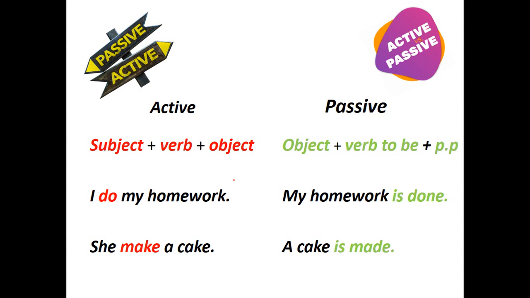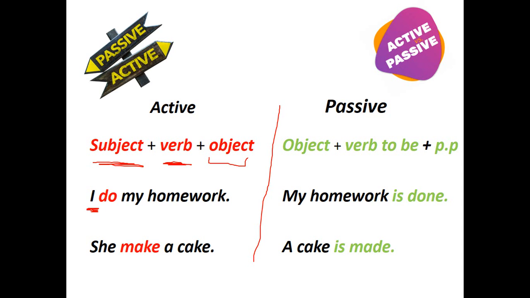Now look at here. So we have the structure of the active sentence and the passive sentence. First, we have active. In the structure of the active sentence, first we are going to write the subject, and second we have to write the verb, and the last part, the most important part, we are going to write the object.